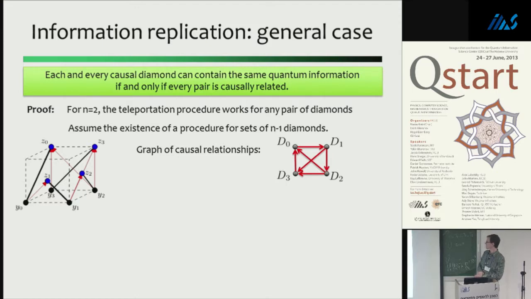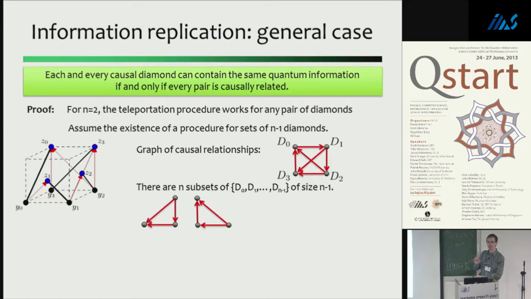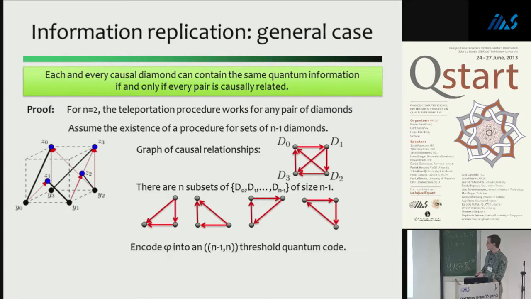OK, so let's look at this graph. We can think of the subgraphs that we get by deleting one vertex at a time. There are four such subgraphs because there are four vertices. Each one of those corresponds to an easier subproblem, where we've deleted one of the causal diamonds. And by assumption, if we delete one of the causal diamonds, then we have a way of succeeding at the summoning task. So what do we do?